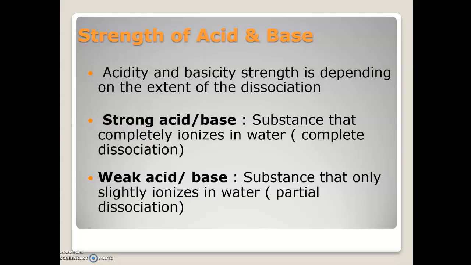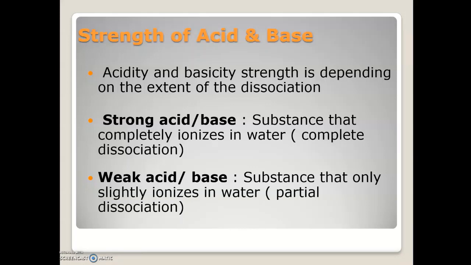So let's look at the strength of acid and base. We know that an acid can be a strong acid or a weak acid. The same goes with base. It can be a weak base or a strong base. The acidity or basicity strength actually depends on the extent of the dissociation of the acid and base in a reaction.